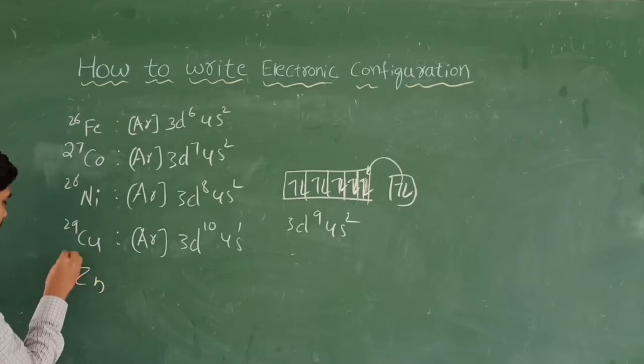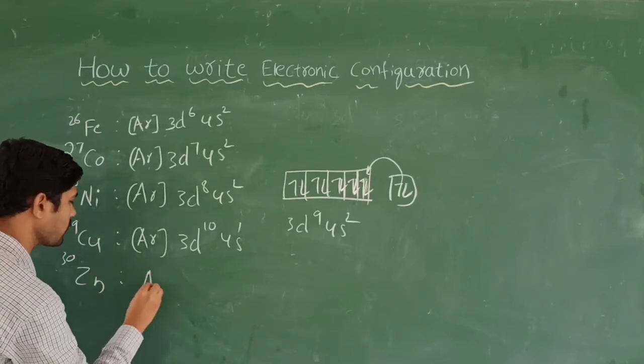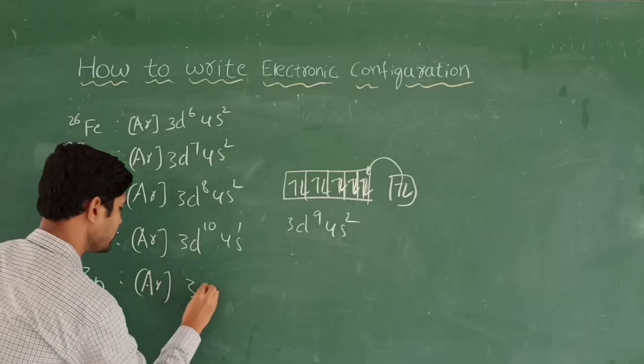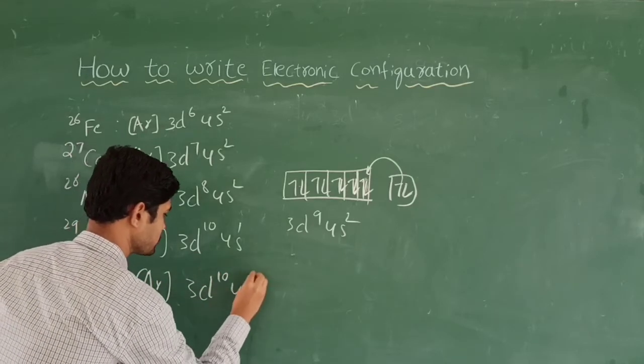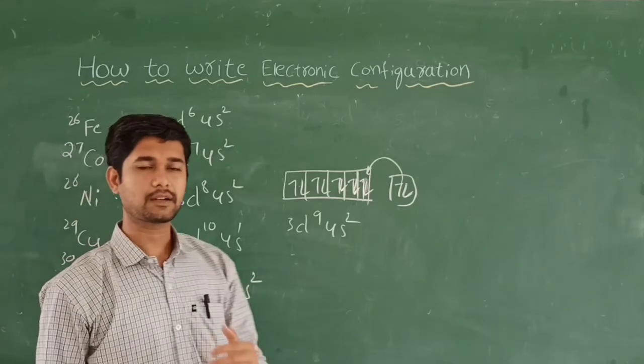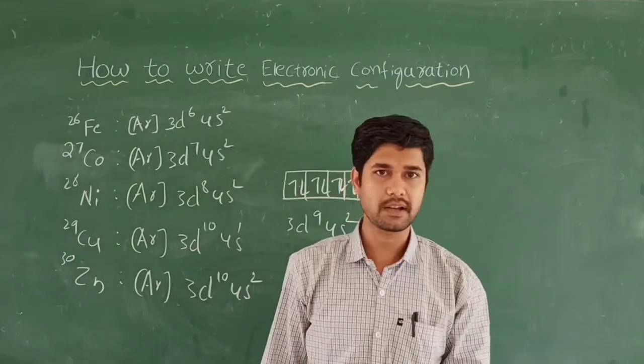And zinc I am going to write as it is: argon 3d10 4s2. So like this, we can fill the electrons in the respective orbitals in the transition elements.